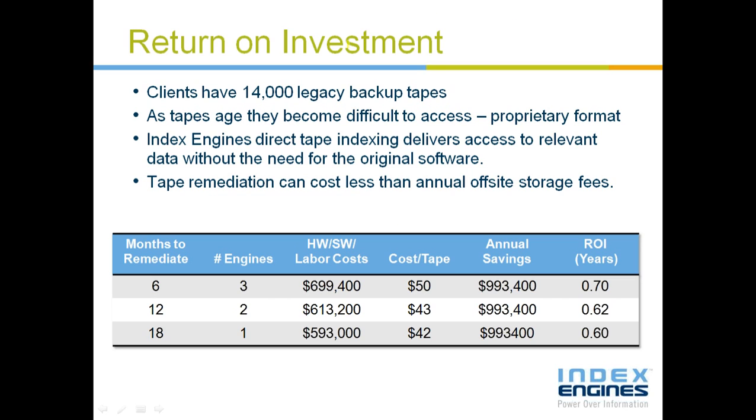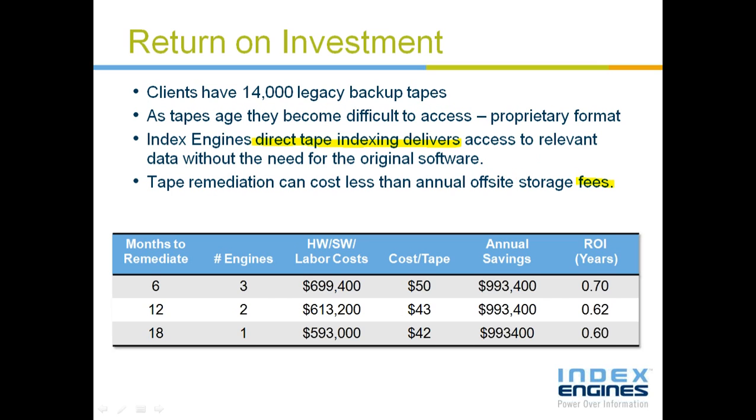But if you look here, what Index Engines provides is really direct indexing of the tape content. So you don't need the original infrastructure. You don't need to restore anything off tape. You just need to scan the tape. It'll create that index or that data map of the content and allow you to take action on it. And if you want to grab one individual email off of a tape, you can do that. You can cherry pick what you need. So it really streamlines the process and makes it significantly more efficient in terms of processing the tapes and getting data off tape. So it really makes tape remediation possible.